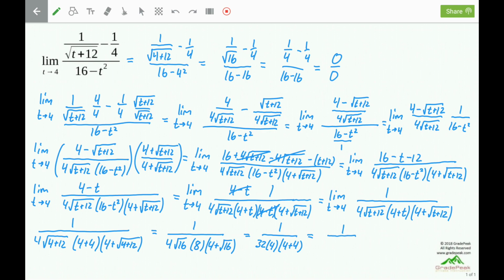Four times 32 is 128, and 4 plus 4 is an 8, and we get 1 divided by 1024.